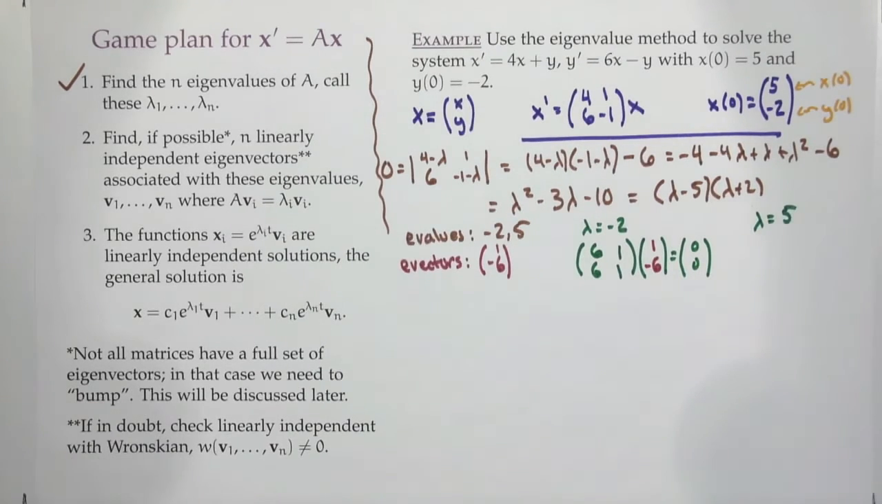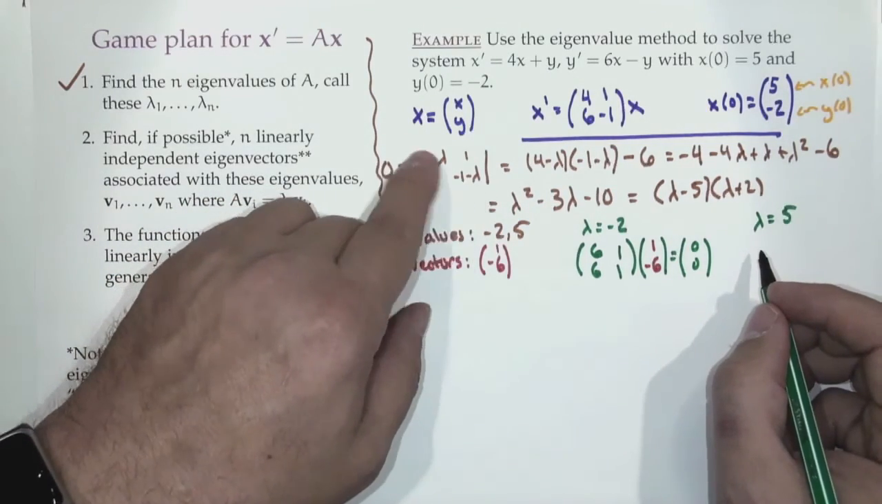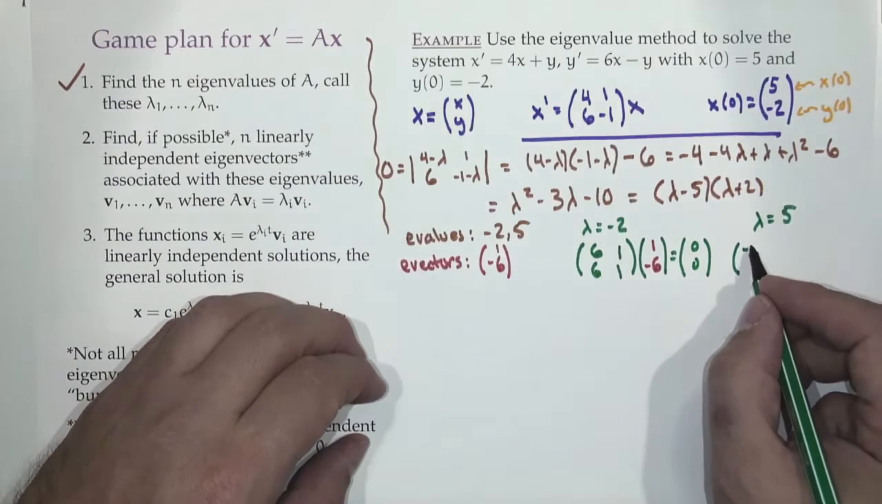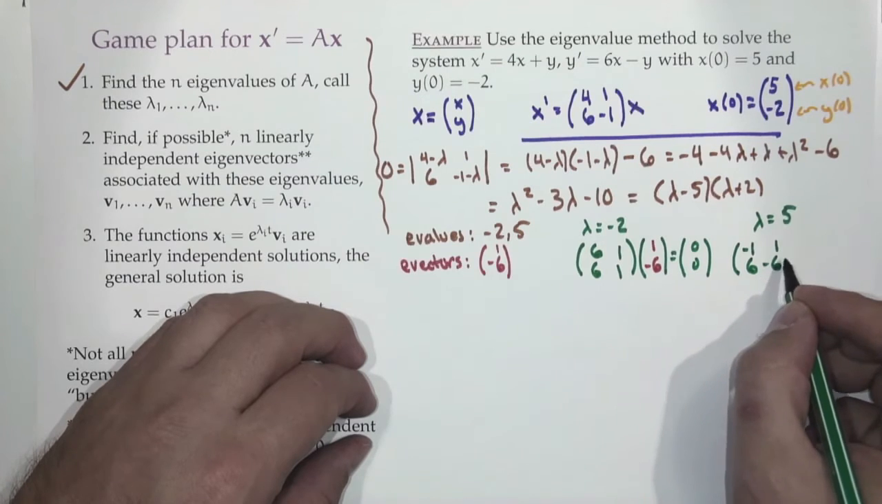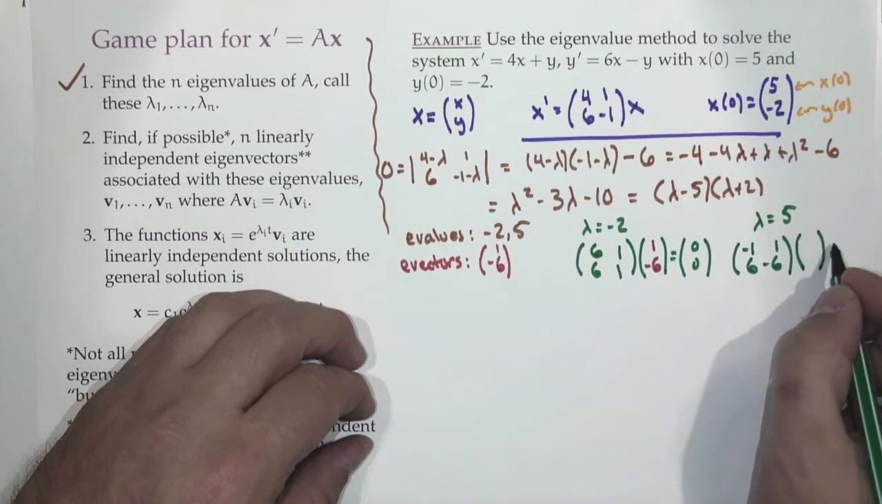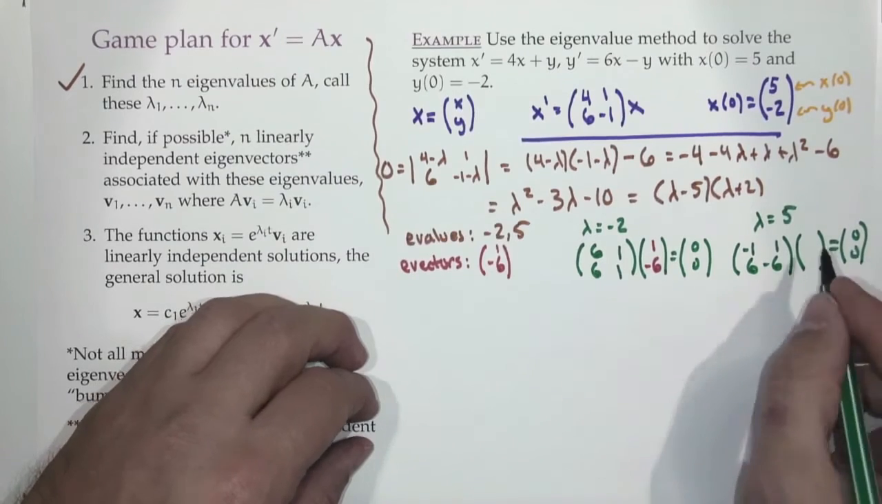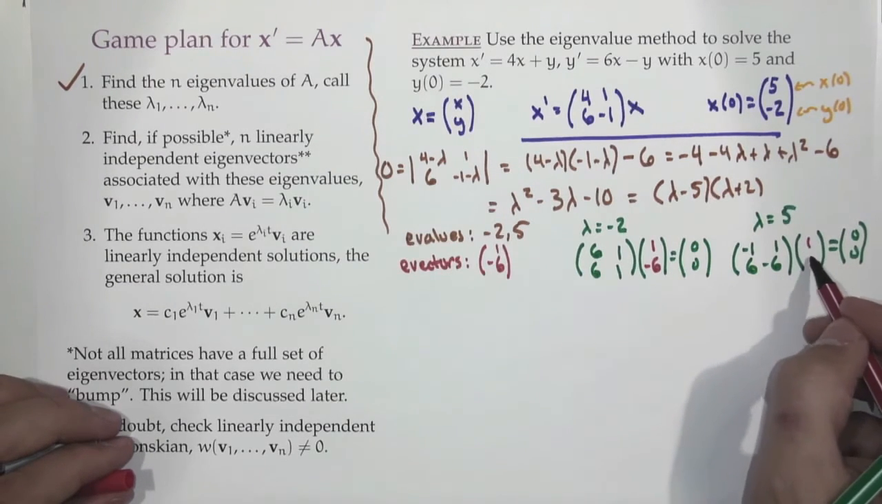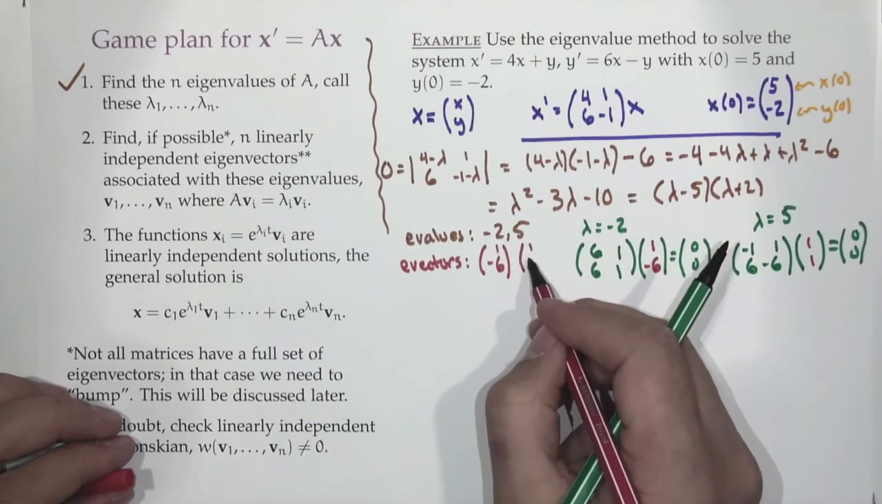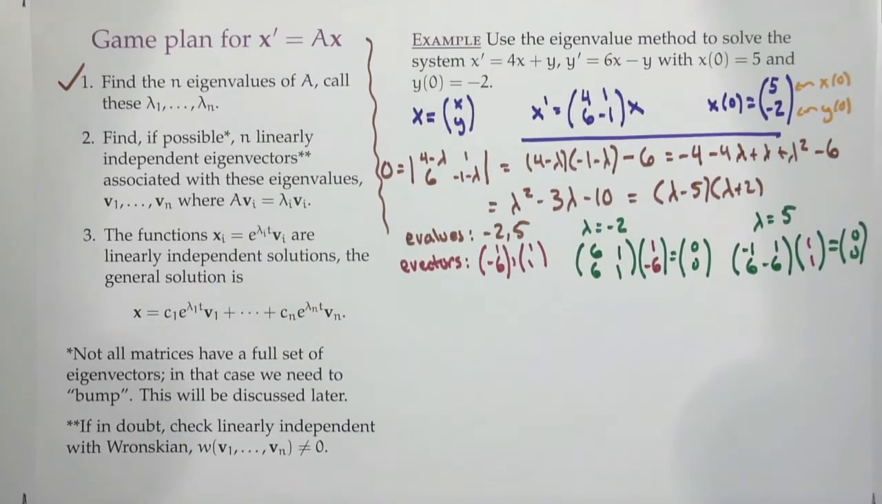It's coming, it's coming. Lambda equals 5. So, think about putting lambda equals 5. 4 minus 5 is minus 1, 1. And then you have 6, and minus 1 minus 5 is minus 6. And again, we're looking for some vector that multiplies this and we get 0, 0. Can we think of a vector that has that nice property? 1, 1. So 1, 1 goes with 5. So step 2 is done. We found our eigenvectors.